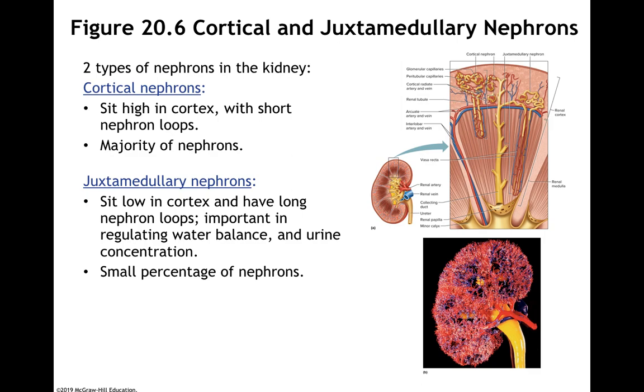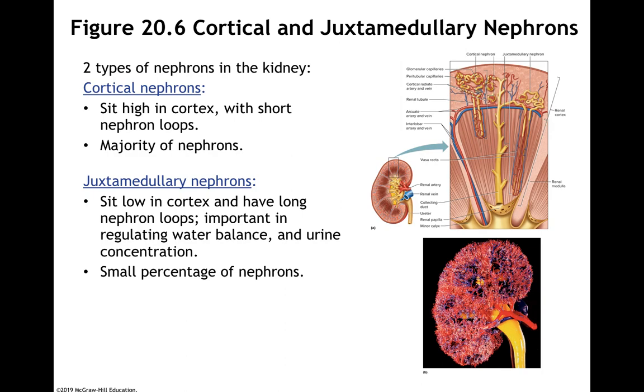So there are two types of nephrons in the kidneys. They are called cortical nephrons and juxtamedullary nephrons. The cortical nephrons are higher in the cortex. They have one short nephron loop. The majority of nephrons are cortical nephrons. They're called cortical nephrons because even their loop is mostly in the cortex.